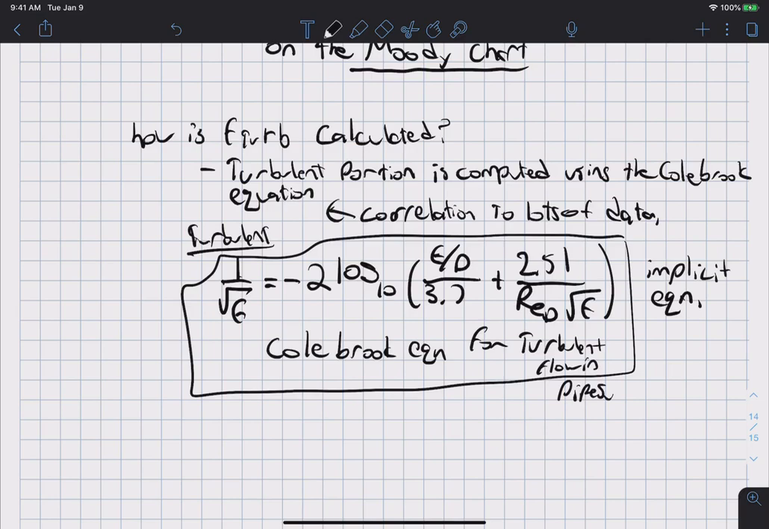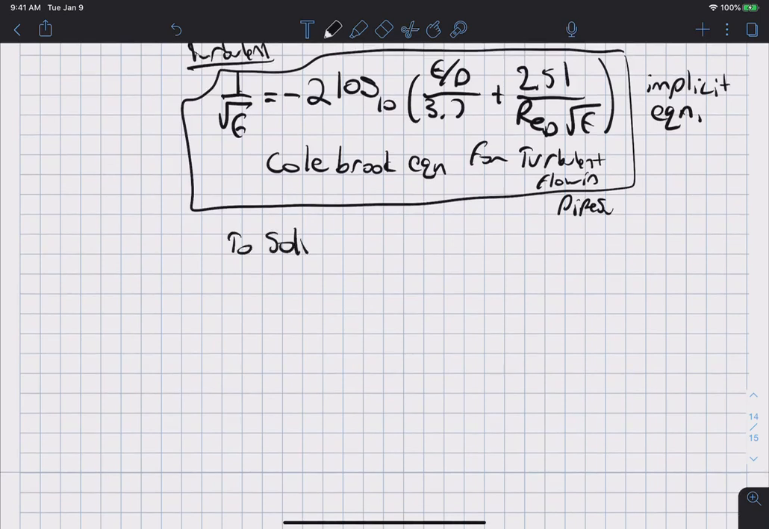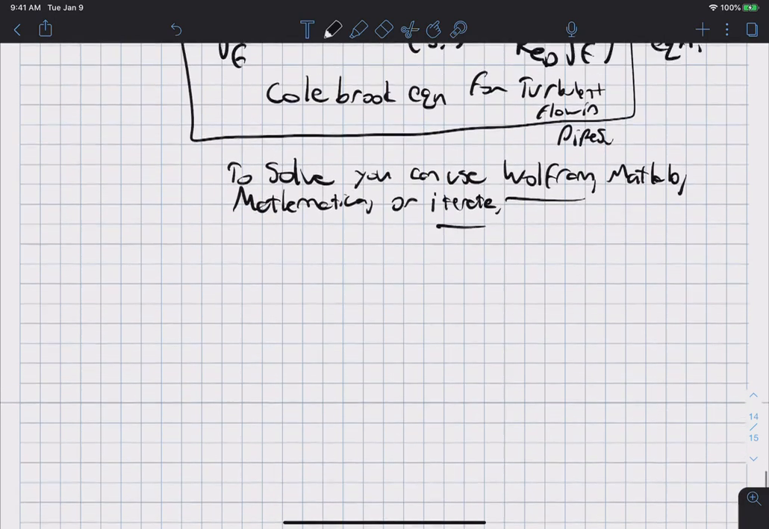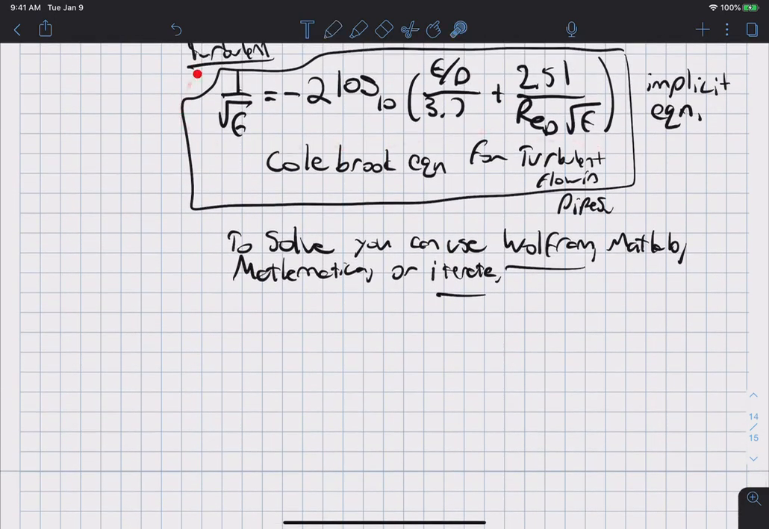Okay, and so to solve, you can use Wolfram, MATLAB, Mathematica, or you iterate. And so I will show this iteration in Wolfram Alpha on some examples. Then I'll just describe how to do the iteration, because this equation actually iterates very, very nicely. It's a very well-behaved equation. It's not like some of the nasty, evil equations that you might have had to deal with in numerical methods. To solve, you can iterate.